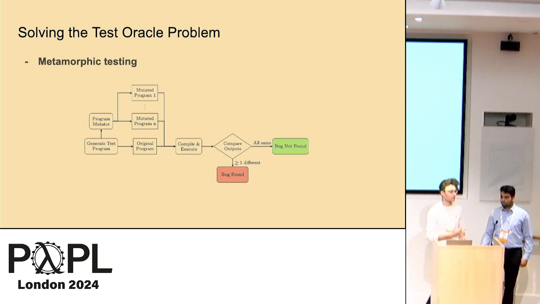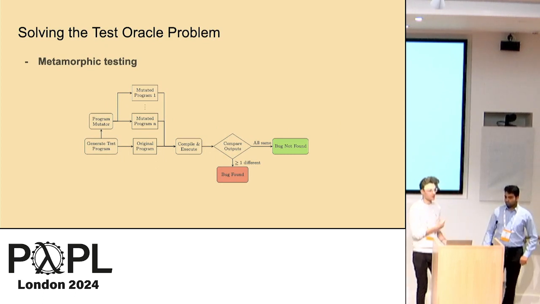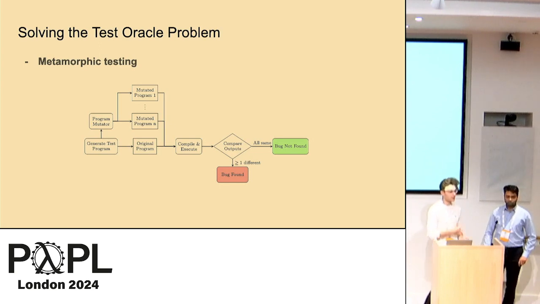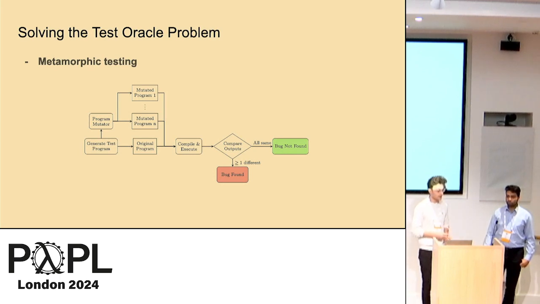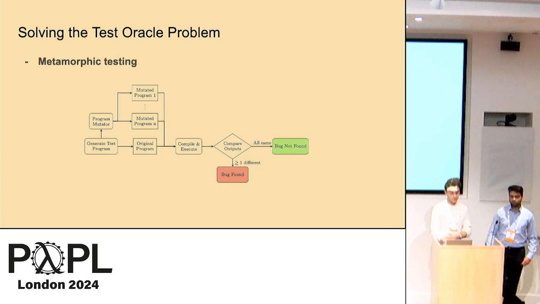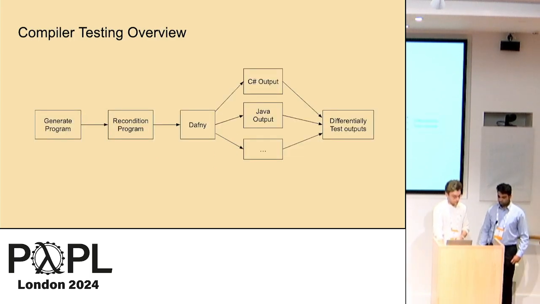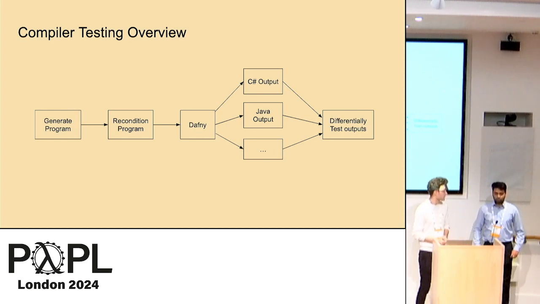Or there's also something called metamorphic testing, which is instead of running over different compilers, you take that randomly generated program and mutate it in some way such that its output should be equivalent. For example, you might have an expression x = a + b, you could mutate that to b + a, and then you would compile and execute all these mutated programs. Again, if one or more of them is different, you should have maybe found a bug in one of the implementations. So we applied these techniques to Dafny.